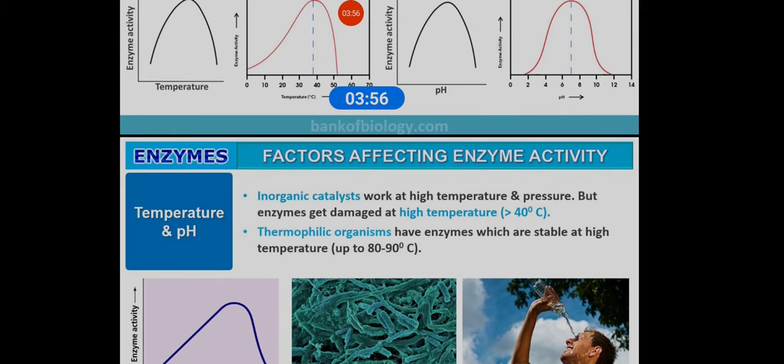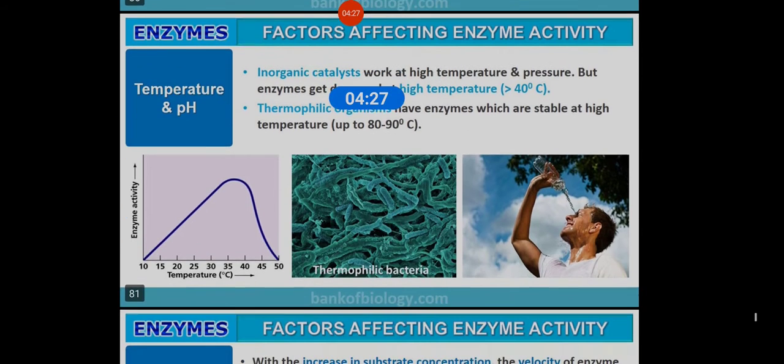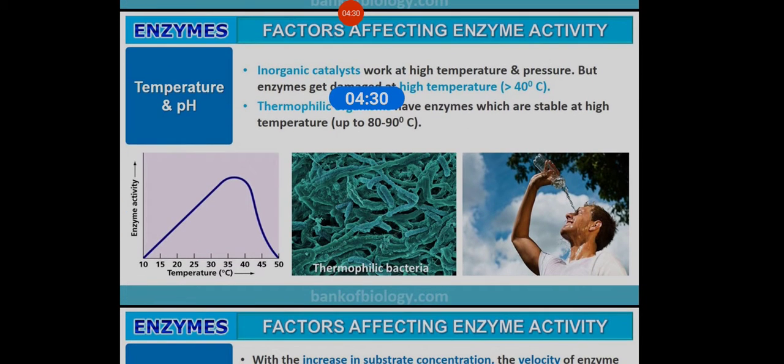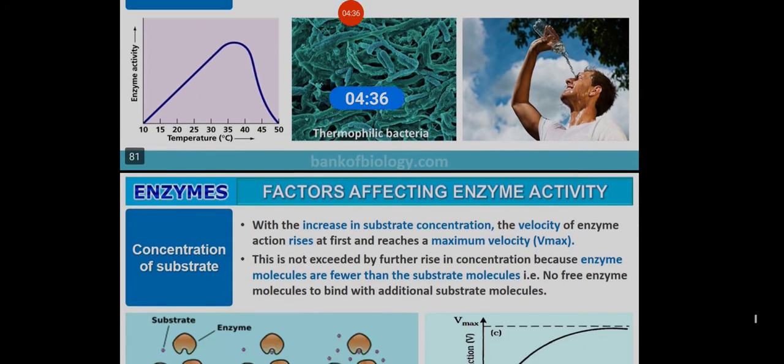Inorganic catalysts work at higher temperature and pressure, but enzymes get damaged at temperatures greater than 40 degree C. Thermophilic organisms, meaning heat loving, have enzymes which are stable at higher temperatures up to 80 to 90 degree C. These enzymes make the organisms live in a higher temperature. Such organisms are called thermophilic organisms. You can see that their enzymes are not getting denatured even at 80 to 90 degree C.